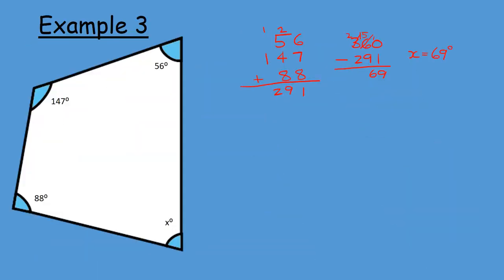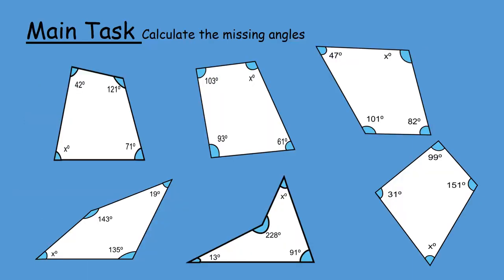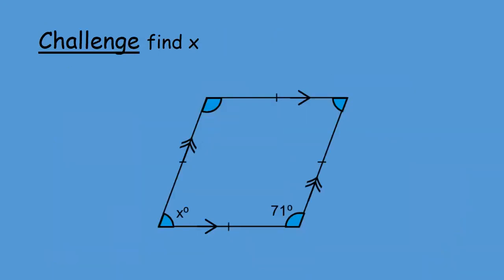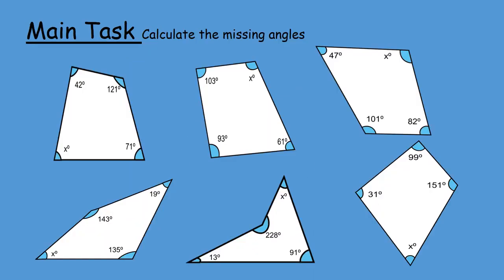Okay. Right, so we're going to do our main task now. So there's 6 here to do, finding the missing angles. There's also a challenge question, which is on the next slide. So you can pause anytime you like while you're working, and then we'll come back and mark our own. Okay, so here's the challenge question. Welcome back. Let's mark our own.